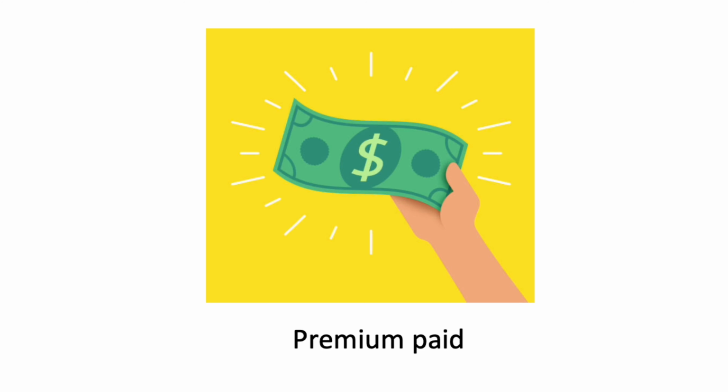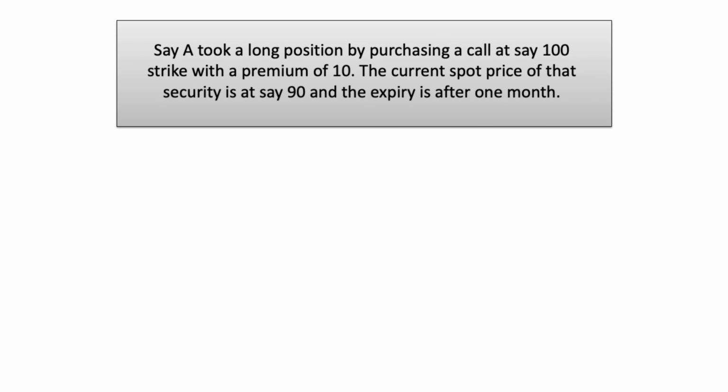Long call. Under this, the option buyer undertakes a long position, that is, he buys the call option and pays a certain amount of premium to the option seller, and therefore the investor gets the right to buy the underlying asset. Let us understand this with the help of an example. Say A took a long position by purchasing a call at say 100 strike with a premium of 10. The current spot price of that security is at say 90 and the expiry is after a month.